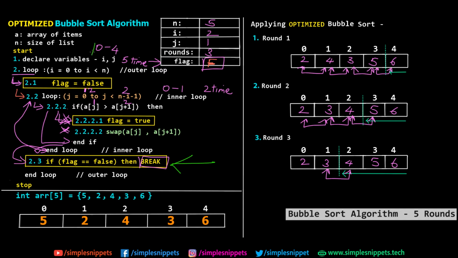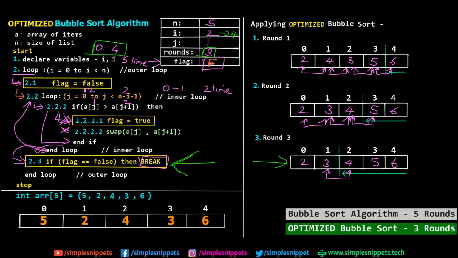So the outer loop was supposed to run from 0 to 4, that is 5 times, which means i was going to go till 4. But because of this statement, we broke at this round itself, that is at round 3 itself. And once we come outside the algorithm, we have our sorted array at round 3 itself, which is 2, 3, 4, 5, 6. So you can see that in optimized bubble sort, we only required 3 rounds to sort this same array, which was taking 5 rounds using the basic bubble sort algorithm.